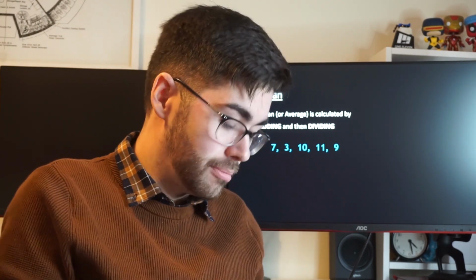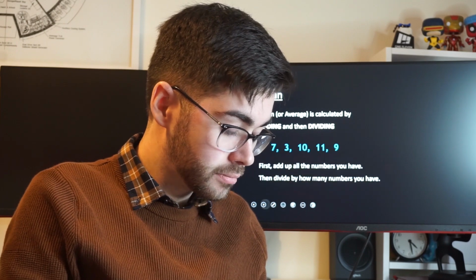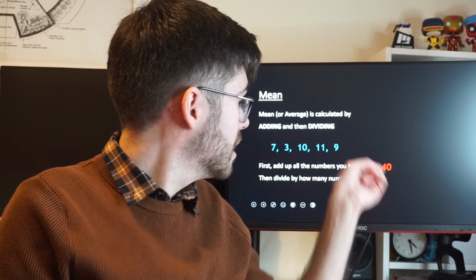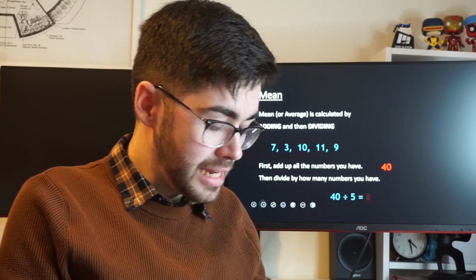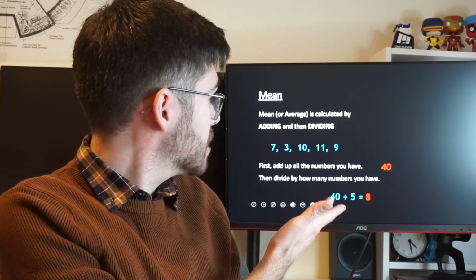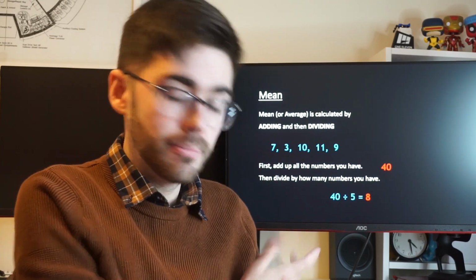I've added 5 numbers together to give me 40 in this case. I'm going to divide by 5 because there were 5 of them. Divide by 5, my mean is 8. Okay, and that is my answer. That is the mean of that set of numbers.